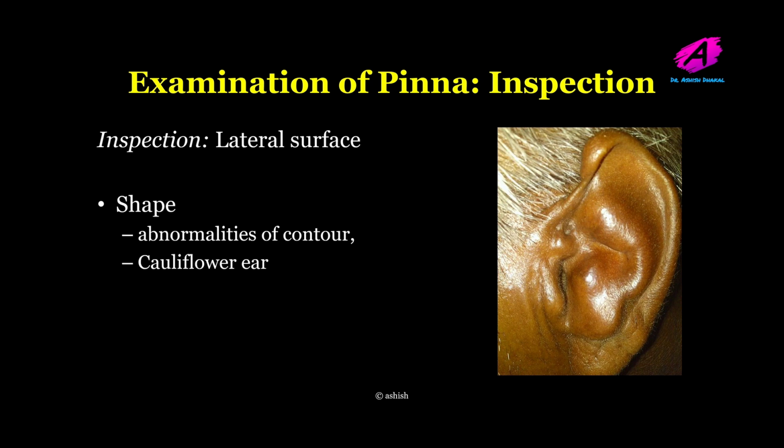Then on inspection we have to look at the shape of the pinna. Check for abnormalities in the contour of the pinna and look for cauliflower ear. The normal shape of the pinna would be the structure with normal convolutions and ridges present. If all the normal structures are present, like helix, antihelix, tragus, antitragus, cymba conchae, triangular fossa, cavum conchae, and lobule, then it is called a normal shape.